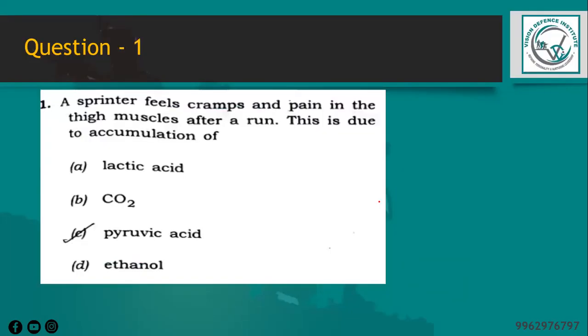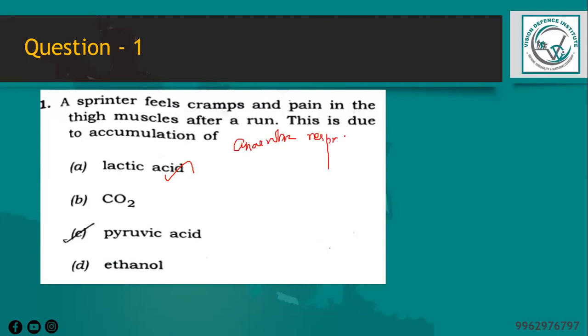A sprinter feels cramps and pain in the thigh muscles after a run. This is due to the accumulation of what? Can you suggest the correct answer? Yes, it is lactic acid. Because we know that during intense exercise, the body's demand for energy starts to increase and the oxygen supply to the muscle may not be sufficient, right? So this may lead to anaerobic respiration.